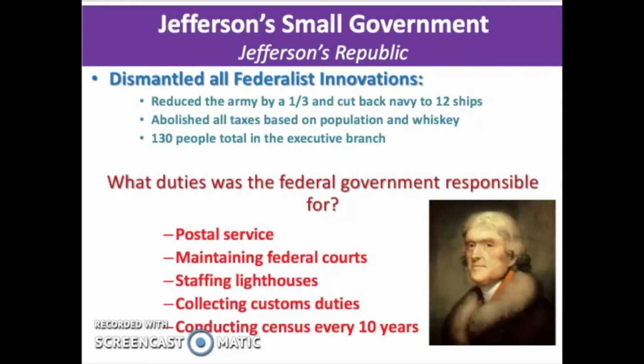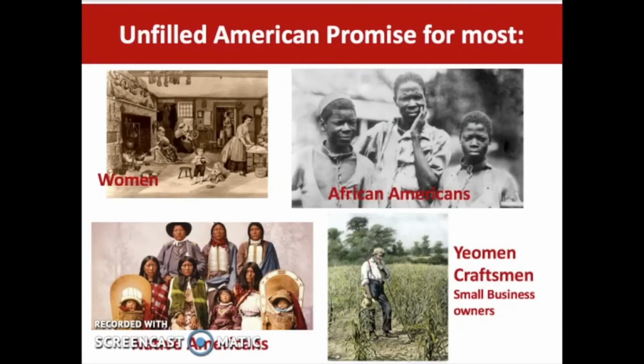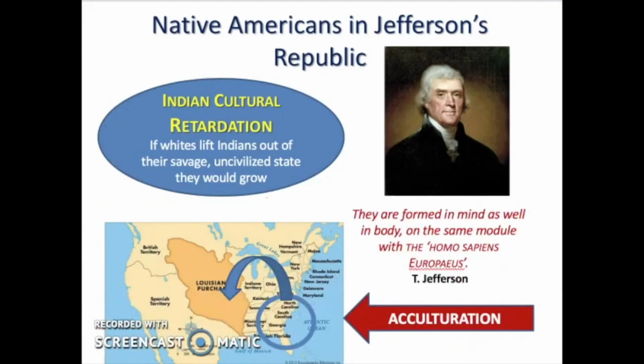Now, Jefferson's small government was good for some, but an unfulfilled promise to most. Think of, for women, there was a lot of subjugation of women to men. African Americans still enslaved. Native Americans being pushed off their land, and yeoman craftsmen, small business owners, still trying to make a name for themselves. So that's something to look at in this reading, is how everybody in this country is responding.